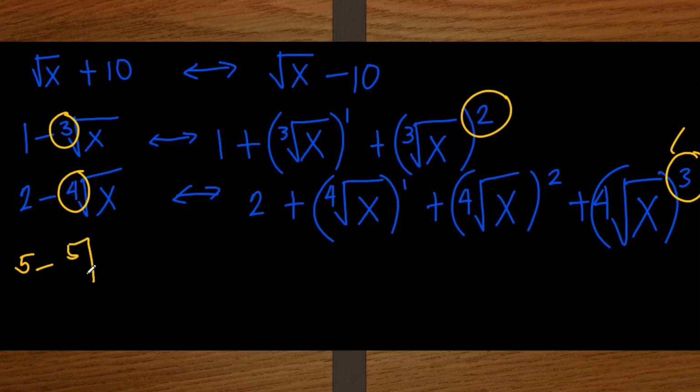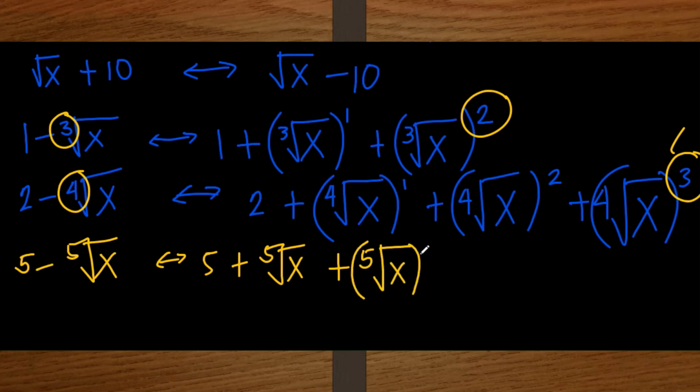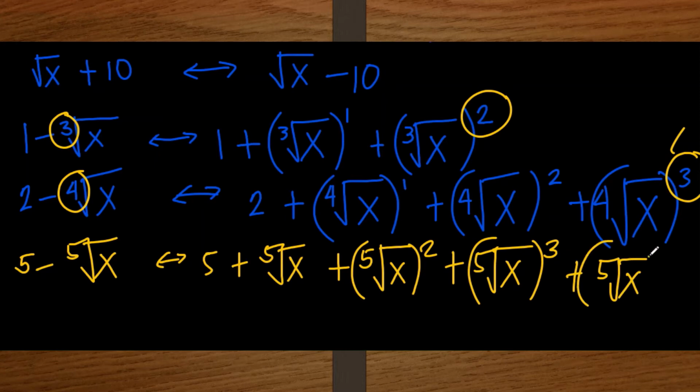So let's say, for example, we can also have 5 minus fifth root of x, and that will become 5 plus fifth root of x. So let's say that is raised to 1. This one is raised to 2. So next, fifth root of x, this will be raised to 3 plus fifth root of x. So this is raised to 4. So you will end up with 4 as the highest exponent. So that is how we conjugate radicals with 2 as the index, and 3, 4, 5, 6, and all other positive integers as the index of the radical number.